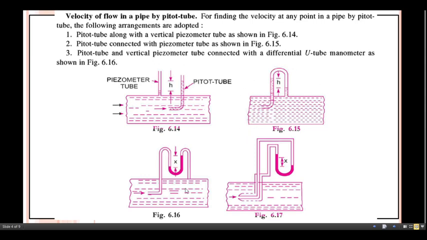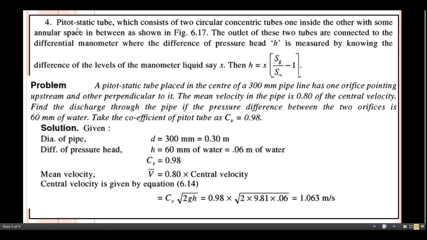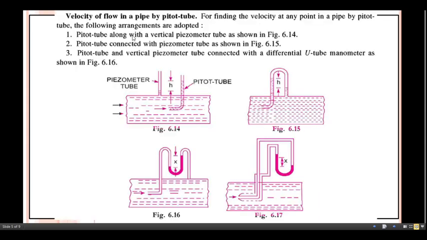Then the Pitot tube with the vertical piezometer pipe connected with the differential U-tube manometer. And the next one is the Pitot static tube, which consists of two circular concentric tubes, one inside the other with some annular space in between. In this way, that is the next arrangement. Then you can see here a space in between these two pipes. The flow is passing through this pipe.